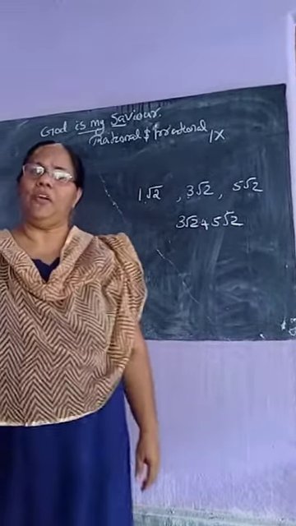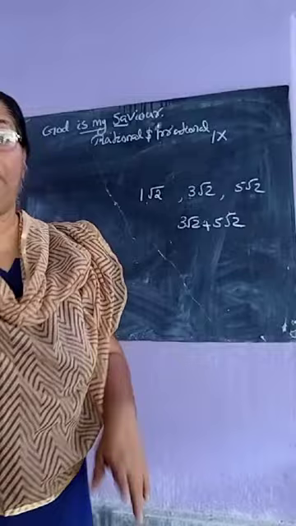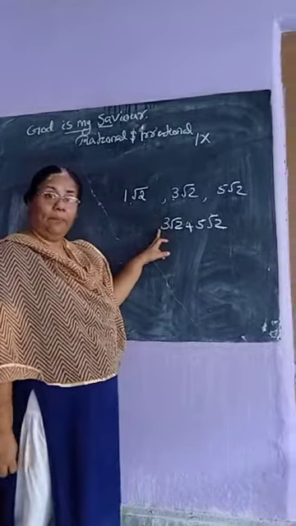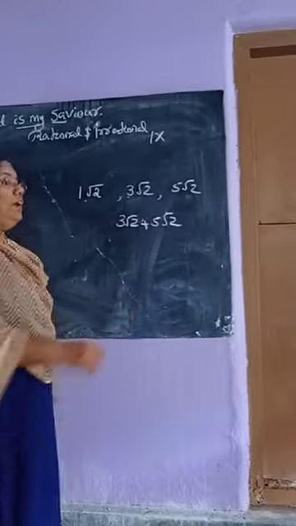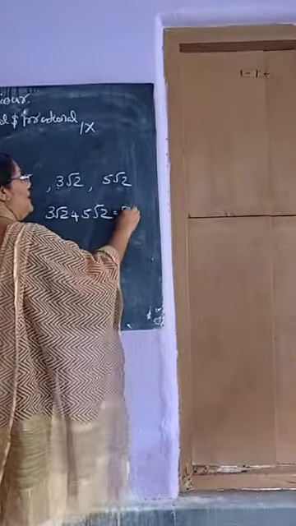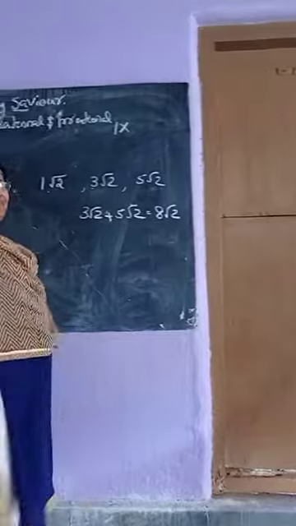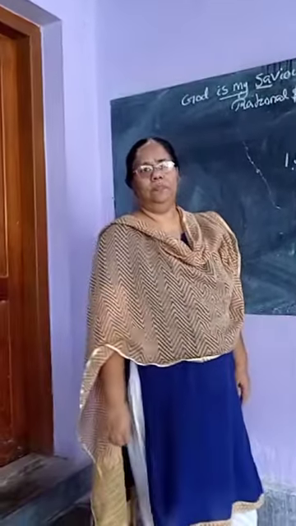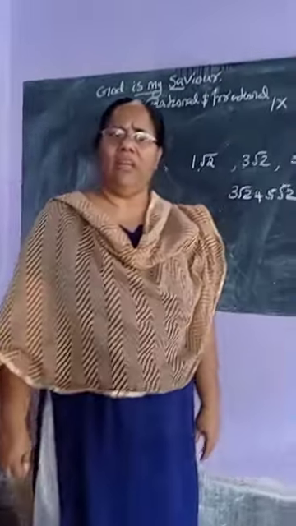3 root 2 plus 5 root 2 means add the number part. What is the whole number part here? 3 and 5 are the whole number part. Therefore, what is 3 plus 5? 3 plus 5 is 8 root 2. Understand? Add the whole numbers, then put that root 2. Same way.